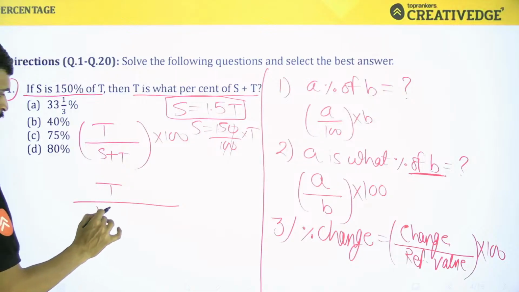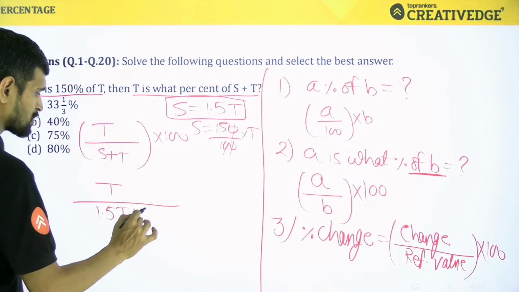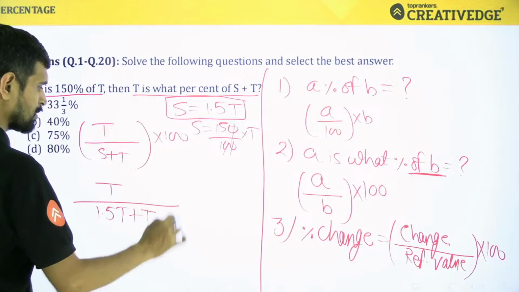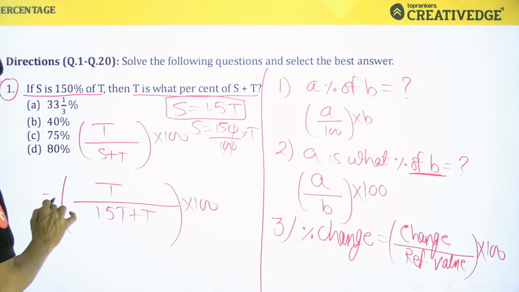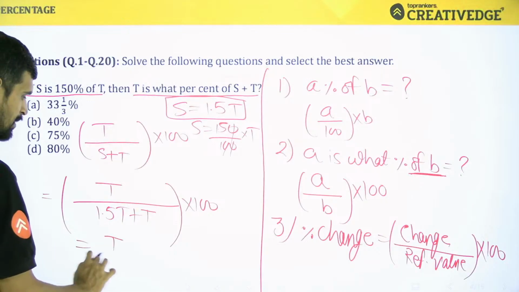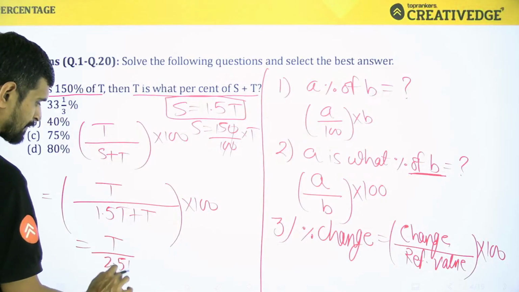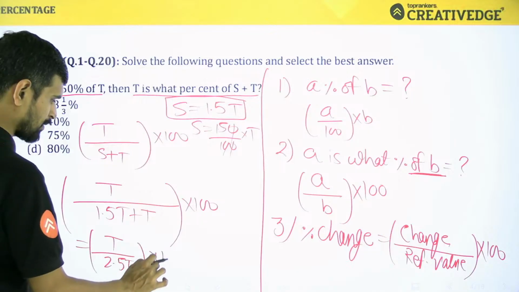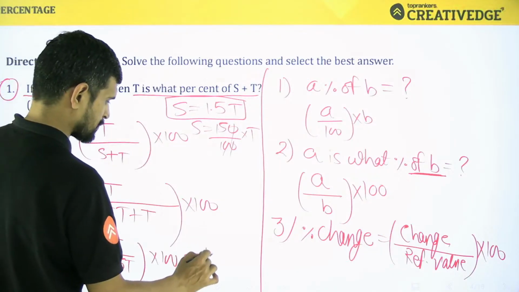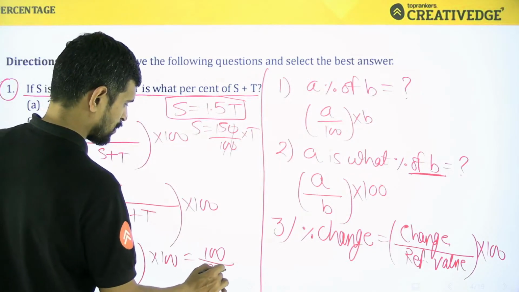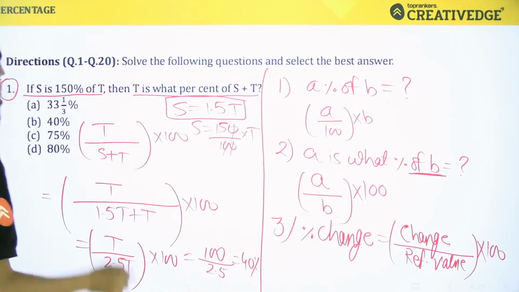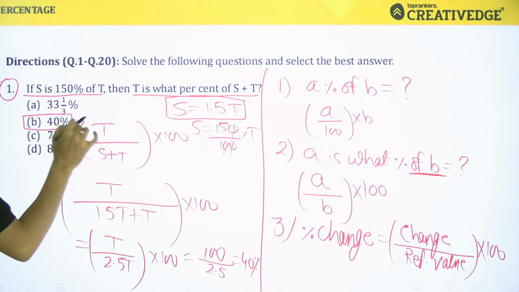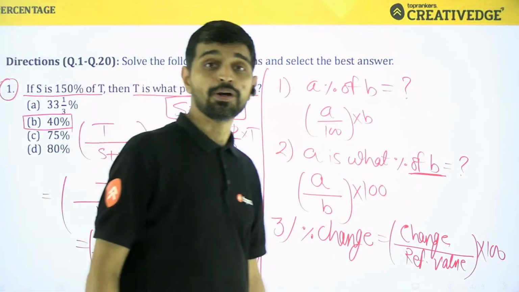So this is 1.5 T plus T. This entire thing needs to be multiplied by 100. So that makes it T upon 2.5 T multiplied by 100, which simply becomes 100 divided by 2.5. So this is 40 percent. So the answer to the very first one should be 40 percent.